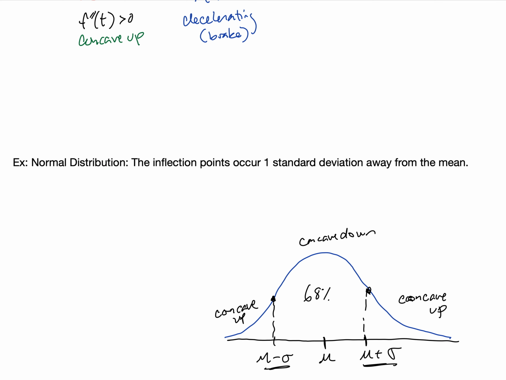So this video was just all about understanding what concavity is and how it relates to the second derivative. In the next videos, we'll do the second derivative test.